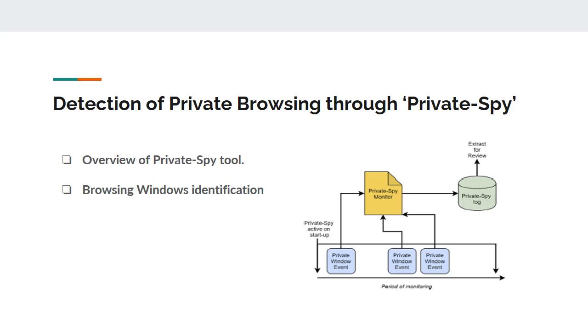The researchers have developed a tool named Private Spy, a Python framework developed to monitor a system in real time to detect the presence of private browsing windows. Private Spy is designed to detect Edge, Chrome, and Firefox private window occurrences and log the time and date for such an event. Windows identification.